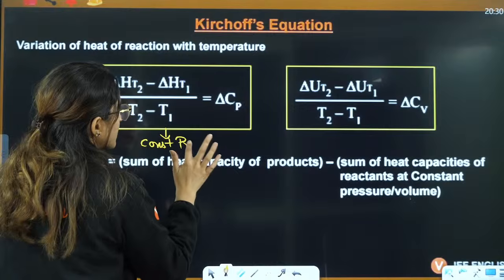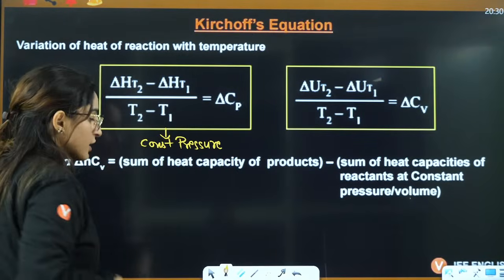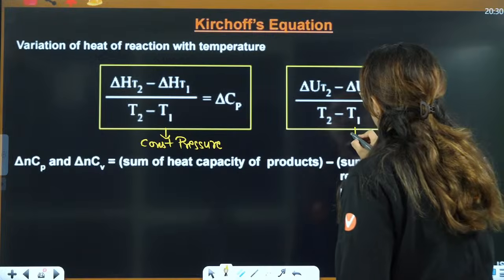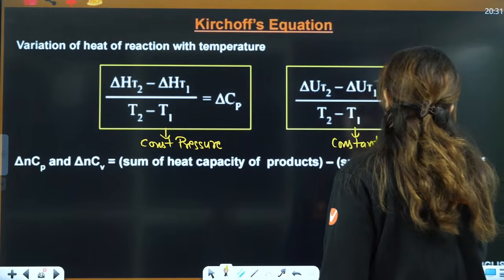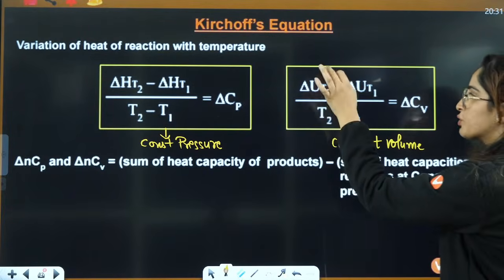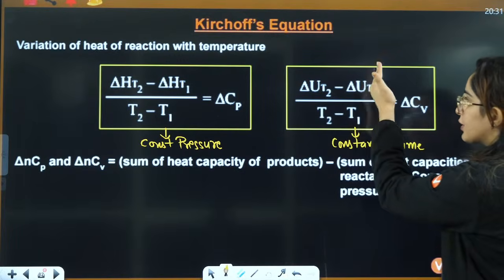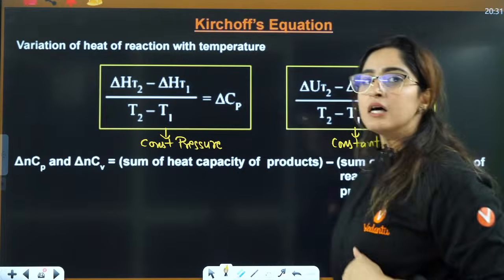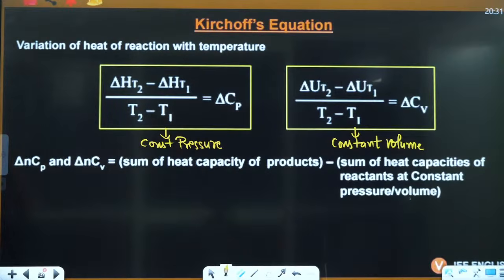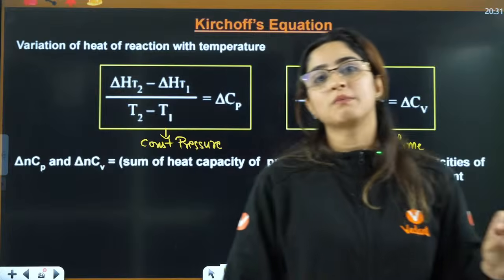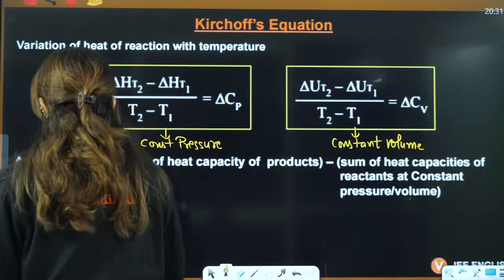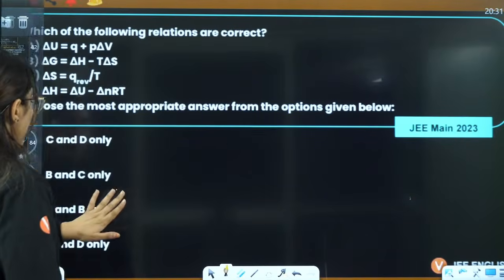Because it is constant pressure, that's why we are using delta H, and this is constant volume. For constant volume you use delta U at temperature T2 minus delta U at temperature T1, divided by T2 minus T1, is delta Cv. Okay, yes, definitely will do that, don't worry. Different sessions especially dedicated to PYQs will be there. Okay, yes. So guys, that's it.